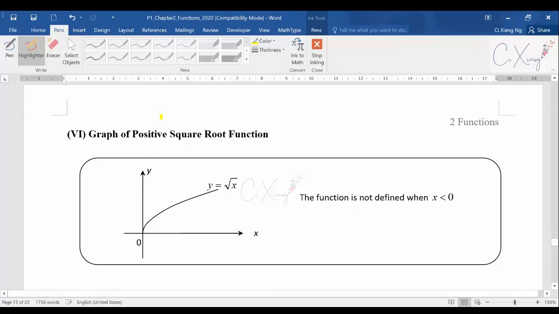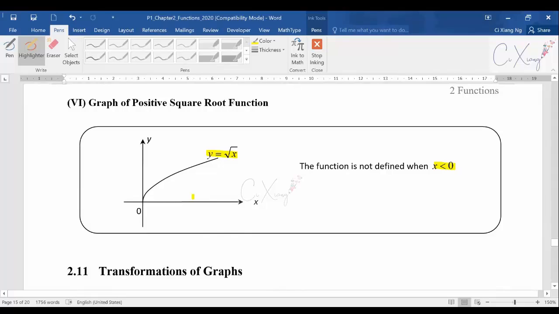Then the next one, the graph of the positive square root. When you have y equals square root x, this is the basic shape of the graph. The function is not defined when x is smaller than 0, which means there's no graph there. You only have the graph when x is greater than 0. All these are the basic functions that you should know. I think they are quite important because they are all quite basic, and all the functions here are included in our syllabus. It will be good if you know the basic shape of the graph.